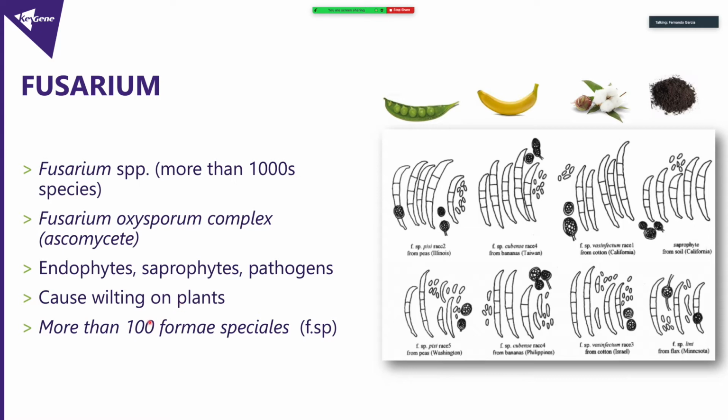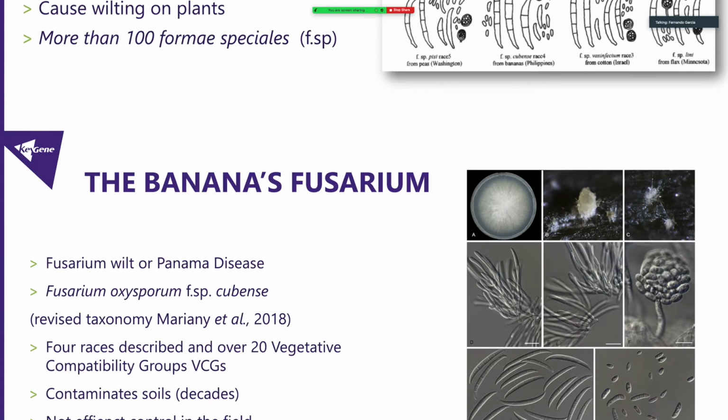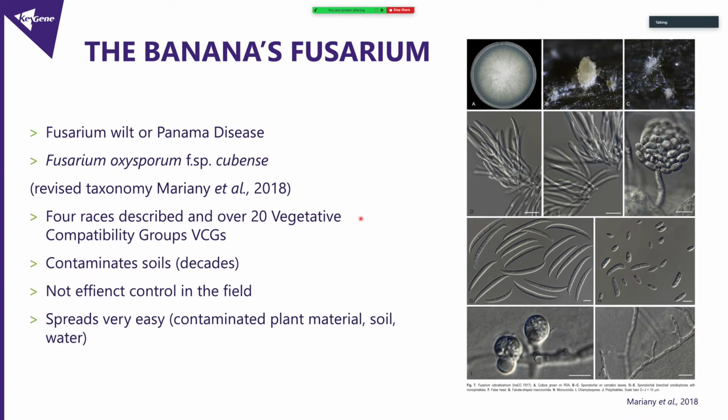They also have these formae speciales, which make them very specific to one host. For example, cubense is specific to bananas, pisi specific to peas, and like this there are many, many more. The Fusarium from banana causes Fusarium wilt or Panama disease. For many years, it's been known as Fusarium oxysporum forma specialis cubense.